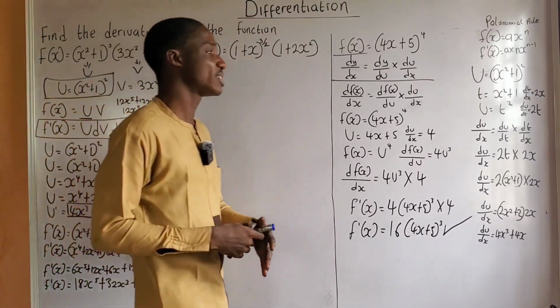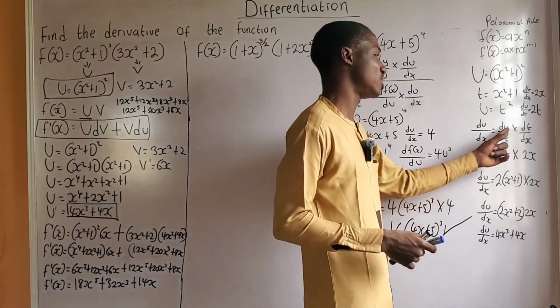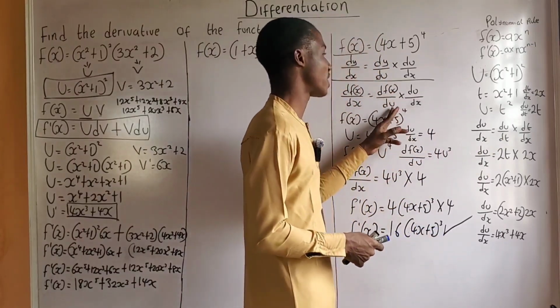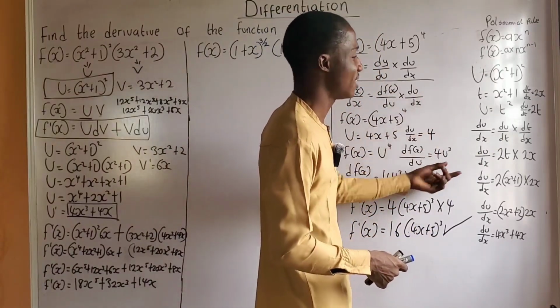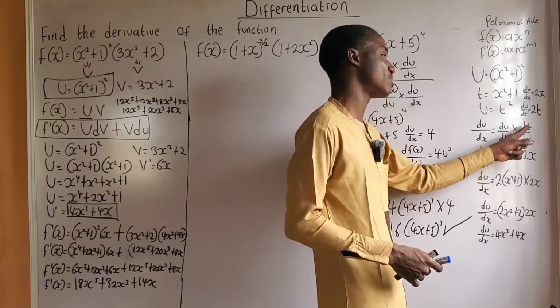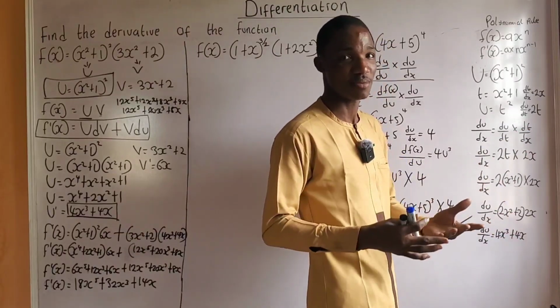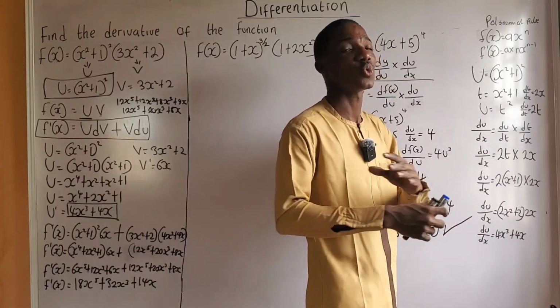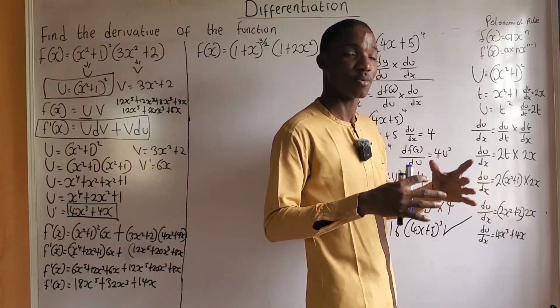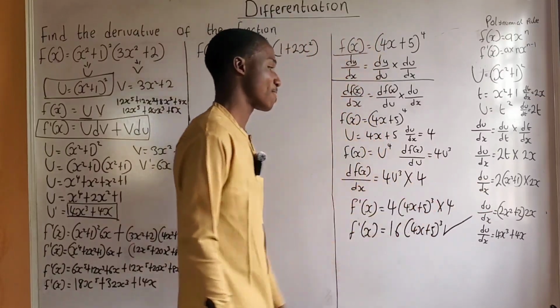Now, you might be wondering that according to this formula, I said it is f'(x) over du times du over dx. Then in this place, I use du over dt times dt over dx. The formula is still the same. Are you getting what I'm trying to say? The variable is what changed. Do you understand? The formula is still the same. So take note of that.